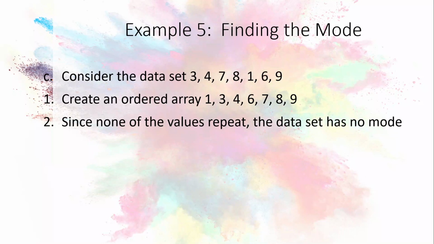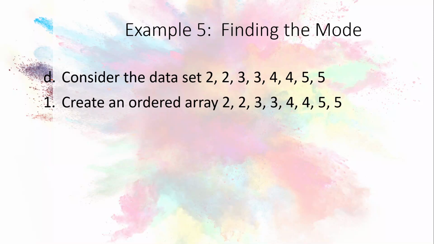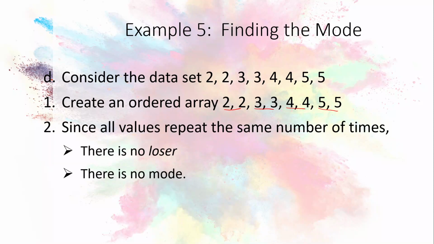And then finally, let's take a look at this one. And this is the problem where the idea of a loser comes into play. Notice that each data value repeats the exact same number of times. There is not one data value that loses. In other words, conversely, there's no collection of data values that happens to be a winner. They all repeat the same number of times. As a consequence, there is no loser. There is no mode.